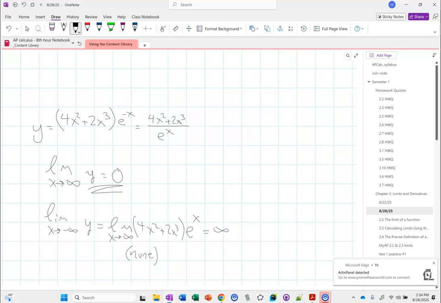That's not a horizontal asymptote. That is not contributing a horizontal asymptote because that limit is going to infinity. Okay. So you just write y equals 0. That's the only horizontal asymptote.